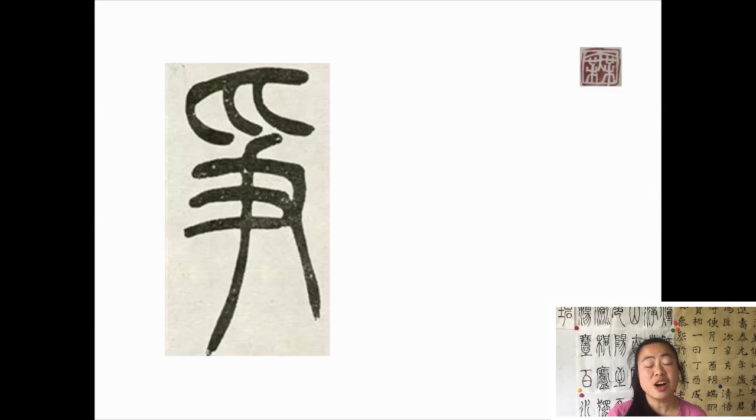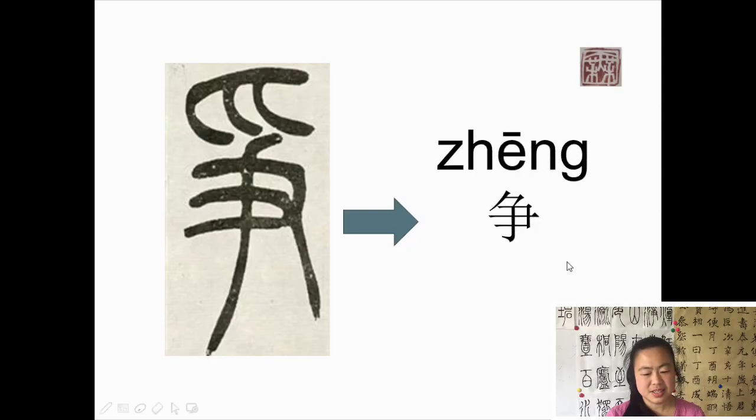Welcome to the beauty of symmetry in Chinese calligraphy. In this lesson, we are going to learn this character. And in simplified character, it's like this. It is pronounced as zhēng, which means fight or quarrel. Why does this character mean fight and quarrel?